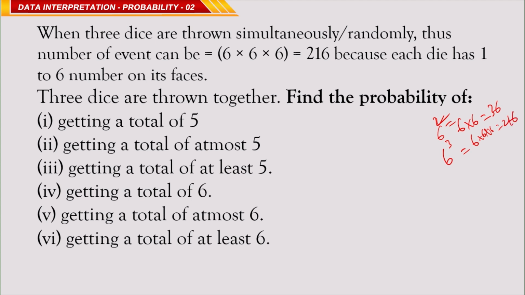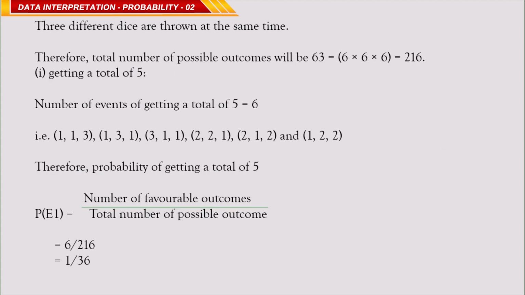Here the first one is getting a total of 5. When you get a total of 5, what is the probability of this one? See, getting a total of 5 means there is 1 1 3 as one possibility, 1 3 1, 3 1 1, any more?